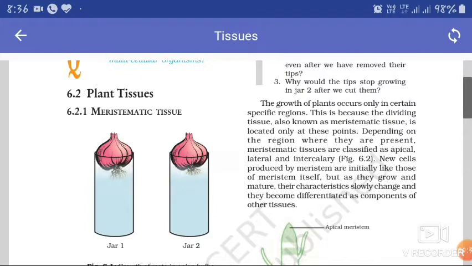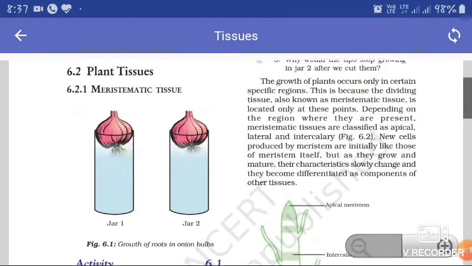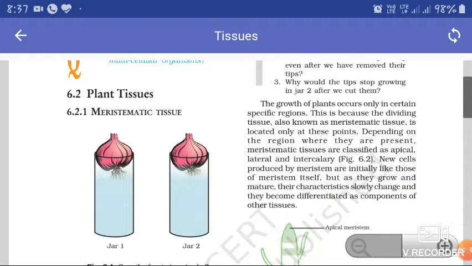Plant tissue is divided into three parts: meristematic tissue. Here we study how the growth of plants occurs only in certain specific regions. This is because the dividing tissue, also known as meristematic tissue, is located only at these points, depending on the region where they are present.